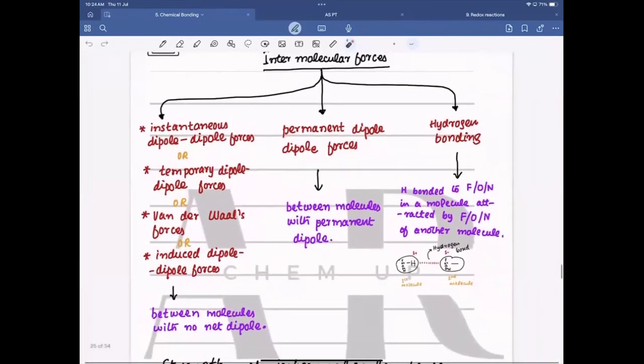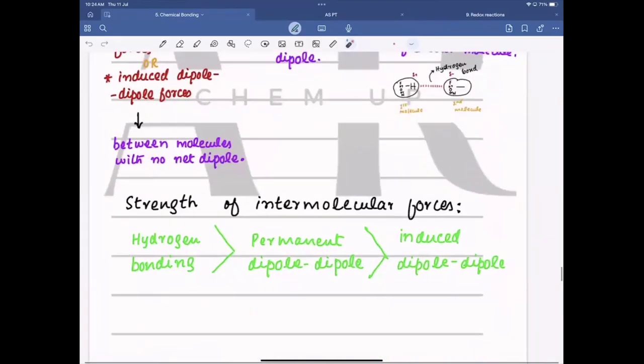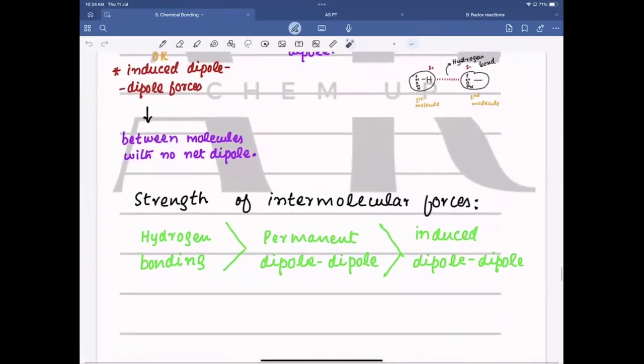Okay, so if I talk about the strength of the intermolecular forces, the strongest intermolecular force is hydrogen bonding. Then we have the permanent dipole force, and the last, or the least strong, is the induced dipole force or the temporary dipole force. Clear?